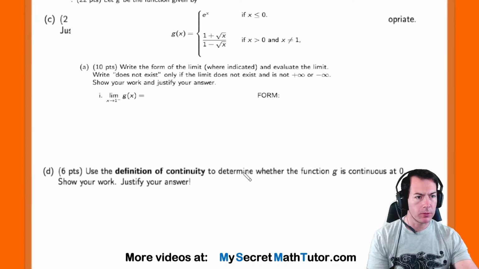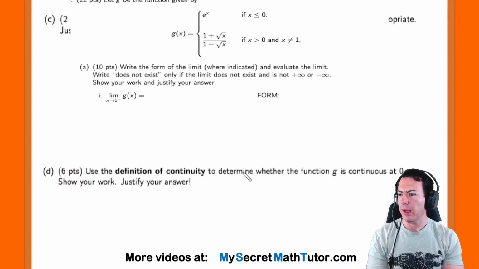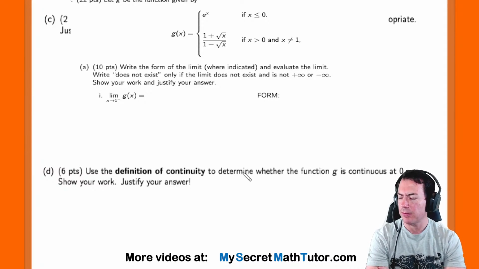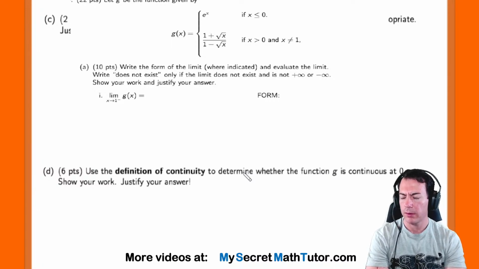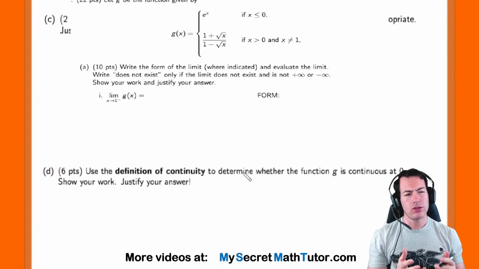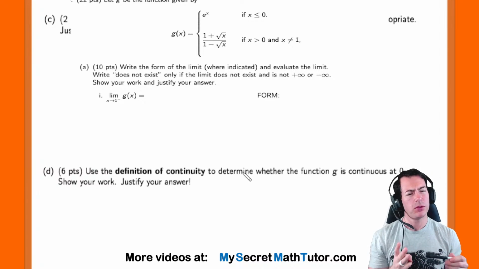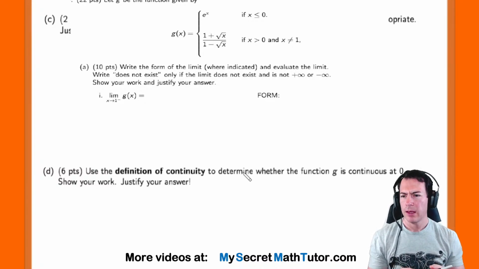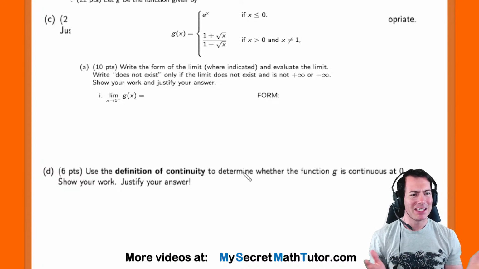All right, moving on. What does this one say? It says, use the definition of continuity to determine whether the function g is continuous at 0, and then show your work. Okay. So what's going on at 0 specifically? If x is less than 0, we get e to the x. If it's greater than 0, it's equal to this other thing. In order for this to be continuous, you really have to check three things. One, what's the value of the function at 0? And then what's the left-hand limit and what's the right-hand limit? Those are the three things that have to match up. If any one of those is not equal to the other ones, then it's simply not continuous there.